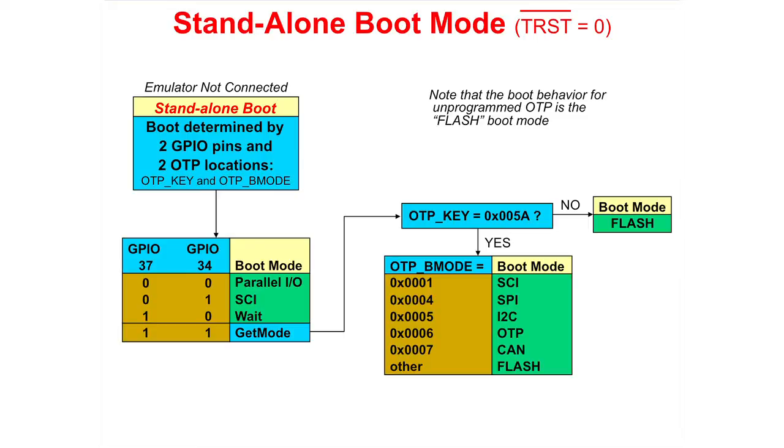If the OTP_KEY register has a hex value of 005A, then the hex value in the OTP_BMODE register determines the boot mode. The boot modes are SCI, SPI, I2C, OTP, CAN, and Flash.